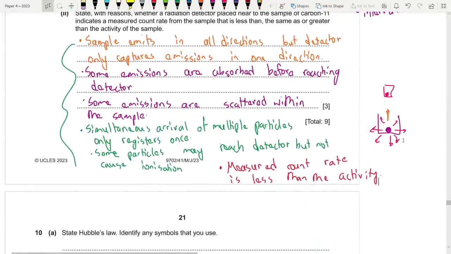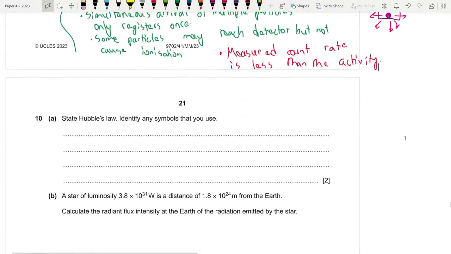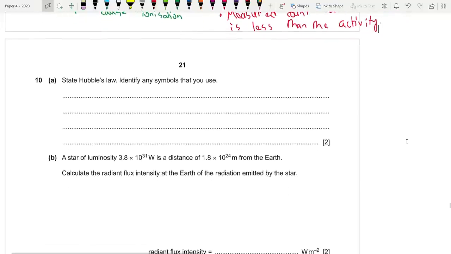Finally, we have reached the end of our paper, question 10. A huge paper, very taxing. I'm only doing this for your exam tomorrow. State Hubble's law, identify any symbols that you use. Very, very important.